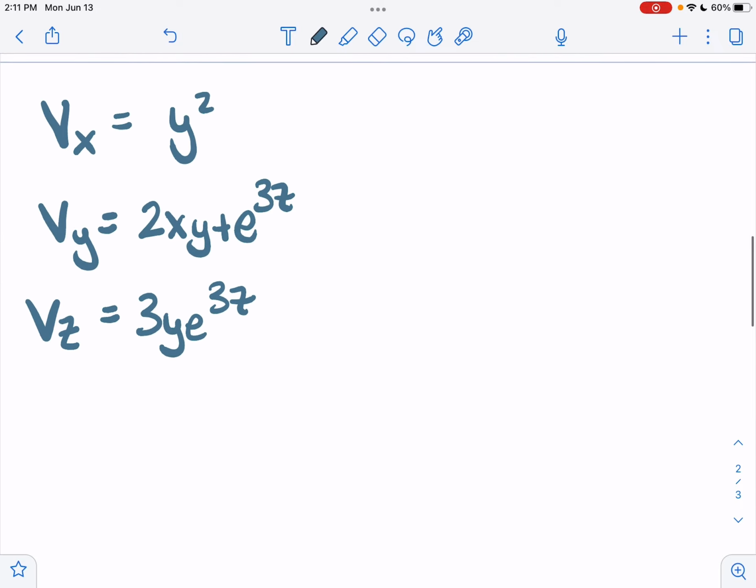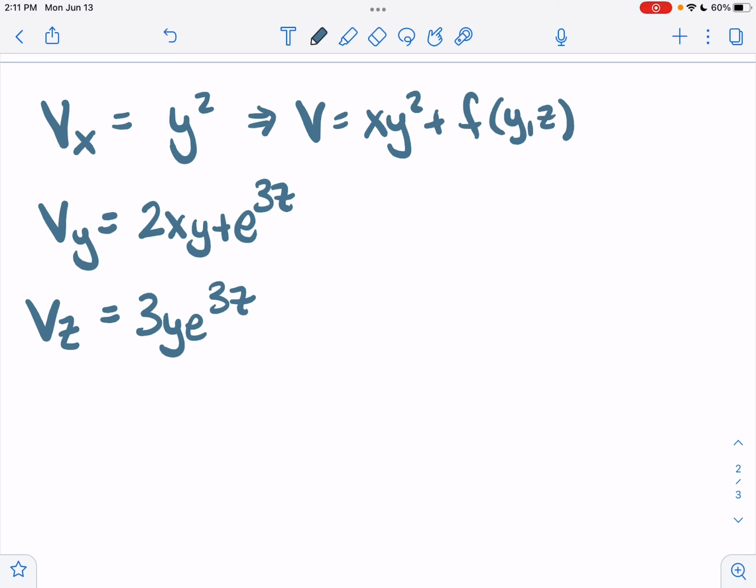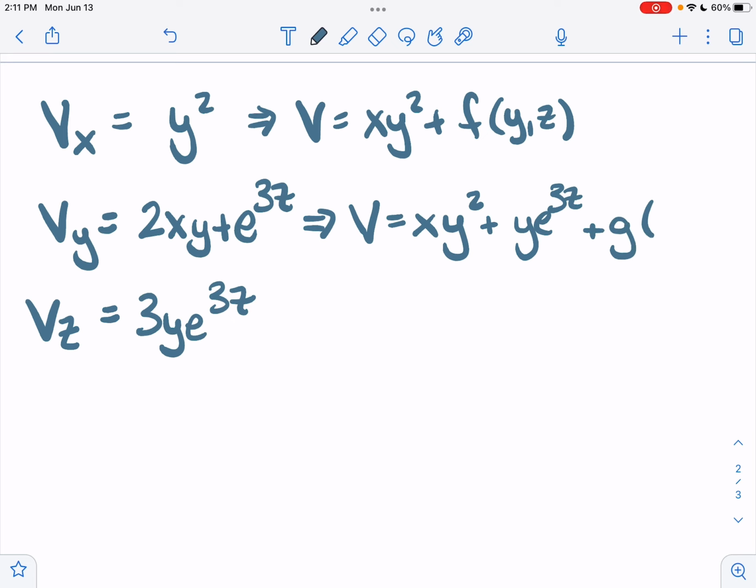Great. So we're going to integrate with respect to x here and get xy squared, plus there could be other stuff involving y and z here. Because if we're taking the derivative of that with respect to x, stuff involving y and z would just go to 0. We'll integrate the second term with respect to y, and we'll get xy squared plus y e to the 3z plus some function of x and z.